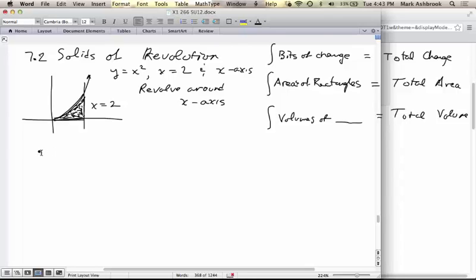So let me try to draw it here. So it's going to look like this. Something like that. So how are we going to do this? Well, we're going to do the same way we did before. We'll start with that area that we're rotating, and we're going to do the typical rectangle, first of all. Okay? And we're going to figure out what we get when we revolve that typical rectangle around the x-axis.